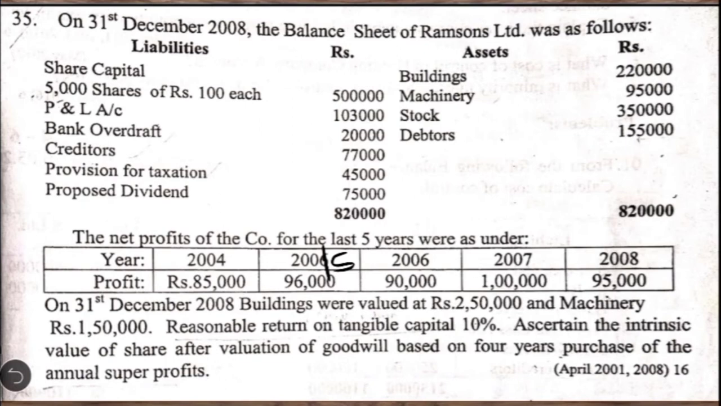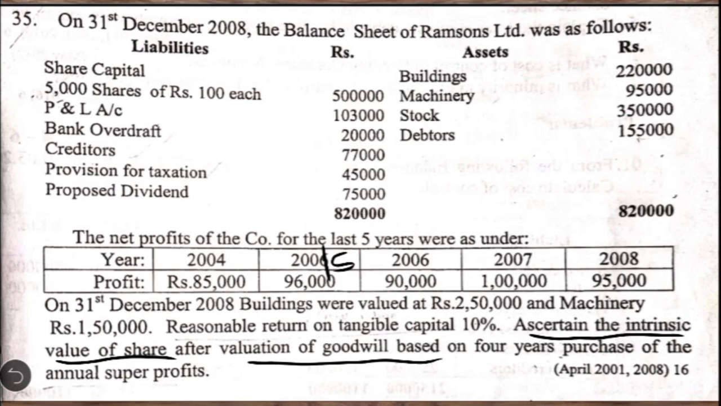Okay, so this is the main difference we find in this question. It is stated that here we have to calculate the intrinsic value of share after valuation of goodwill based on 4 years purchase of annual super profit. So in this case, before we calculate the intrinsic value under two steps, we have to provide for a working note, and in the working note we are going to calculate the value of goodwill, which is based on the second method, that is super profit method.